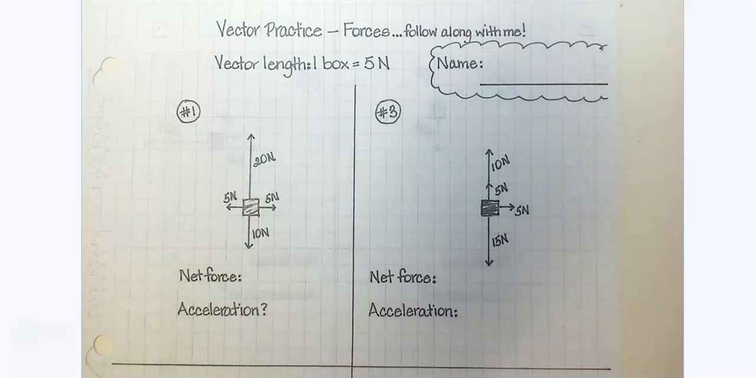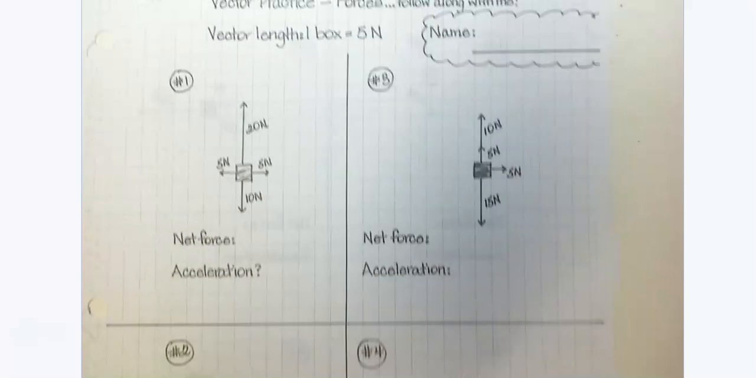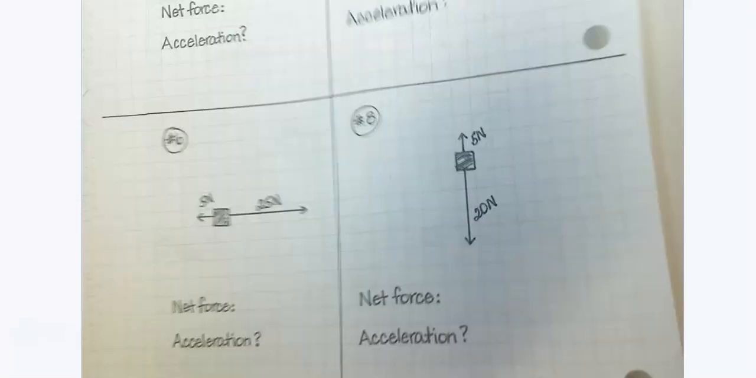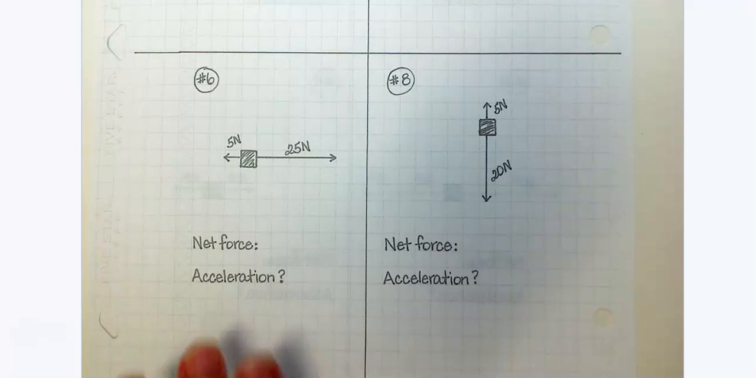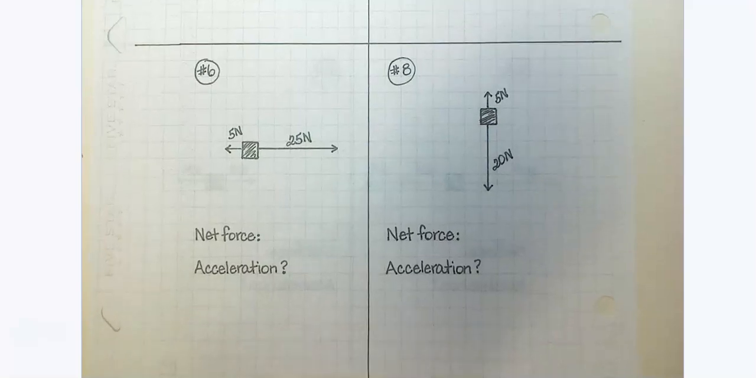All right, so here I am on the vector practice follow along, and I'm actually going to start back here with a few that are a little bit simpler. So we are actually maybe going to work our way backwards. So join me on the back where it says number 6 and number 8. Okay, so these are just really simple drawings trying to illustrate what is going on force-wise on a certain object, and the object is just represented by a box.